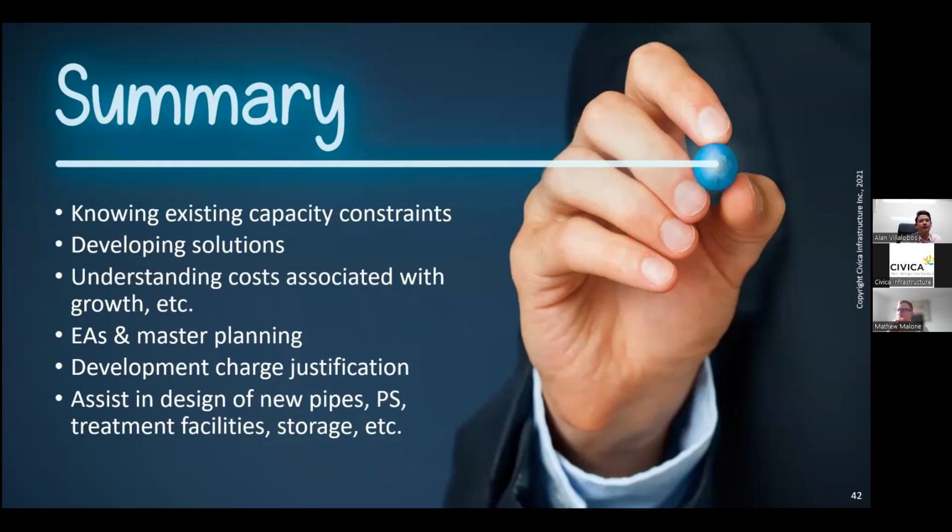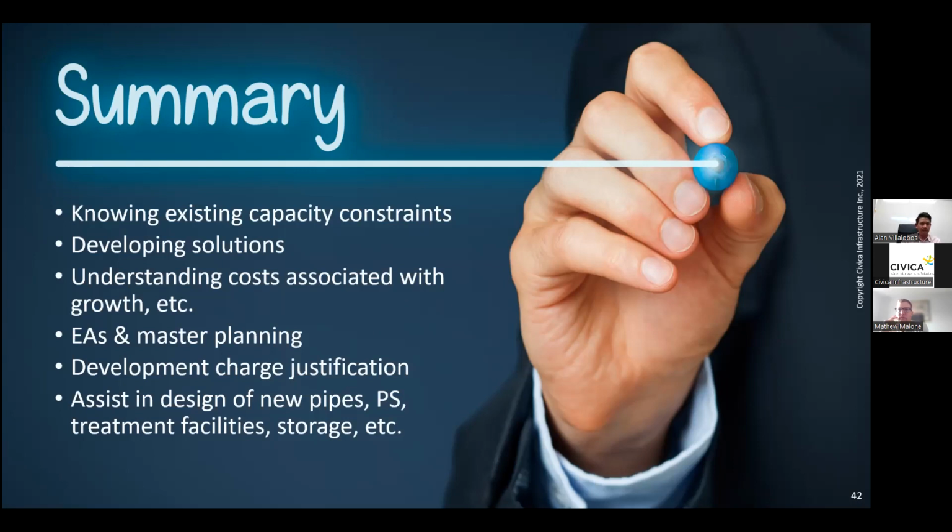So in summary, why do we use flow monitoring data, why do we calibrate models, and why do we use these models to perform the analysis? We need to know existing capacity constraints so we can solve any existing issues or future condition issues. We need to develop solutions, and it's better if you have the flow monitoring data to develop those solutions. We also need to understand the cost associated with growth to accommodate future growth.